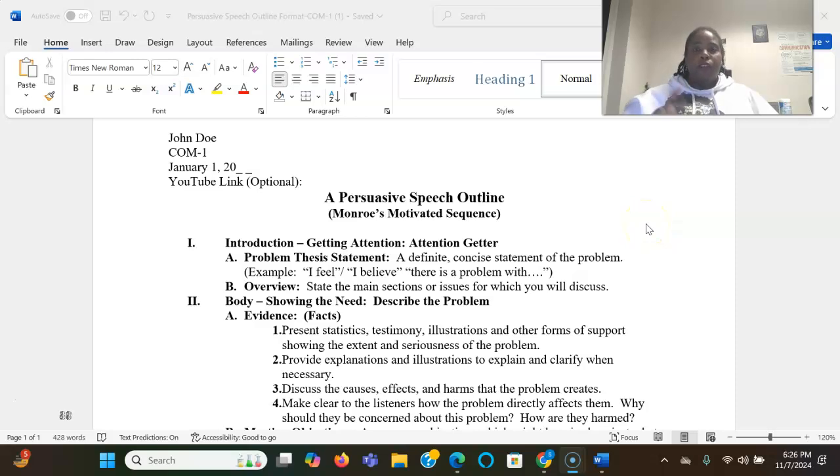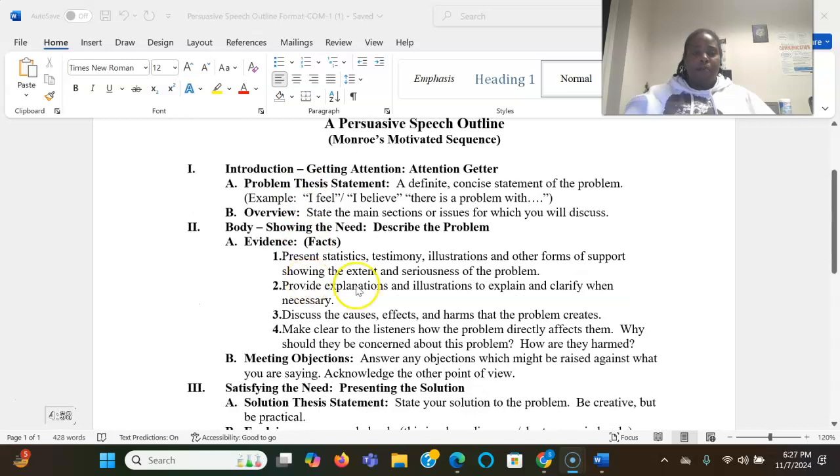With the attention getter, you, of course, do what you've been doing. Either have a question, fact, or stat. If you use facts or stats, always cite your source, even though it's in the introduction. The need section is when you state the problem. So you're going to state the problem several ways.